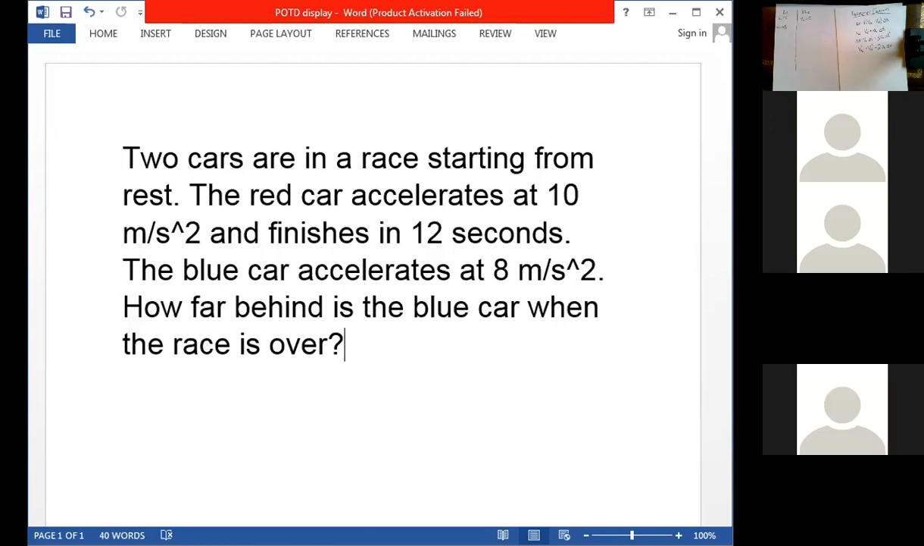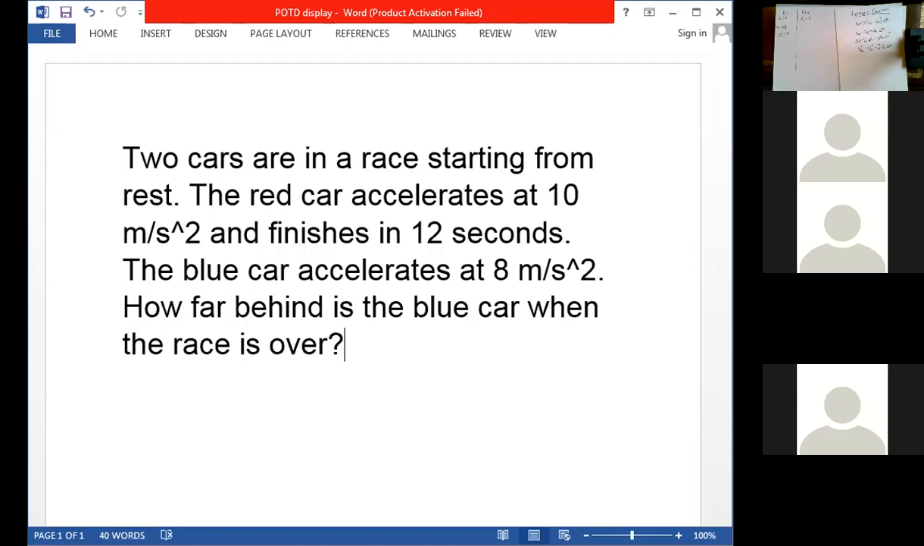How fast it finishes. So what quantity is that? VXF. Well, you don't really say how fast it finishes, right? It's how long it takes to finish. Oh yeah, so time. So time, good. So 12 seconds would be the time. Okay, good. So for the red car, we have an initial velocity, we have an acceleration, and we have a time. So we should be able to figure out the red car.